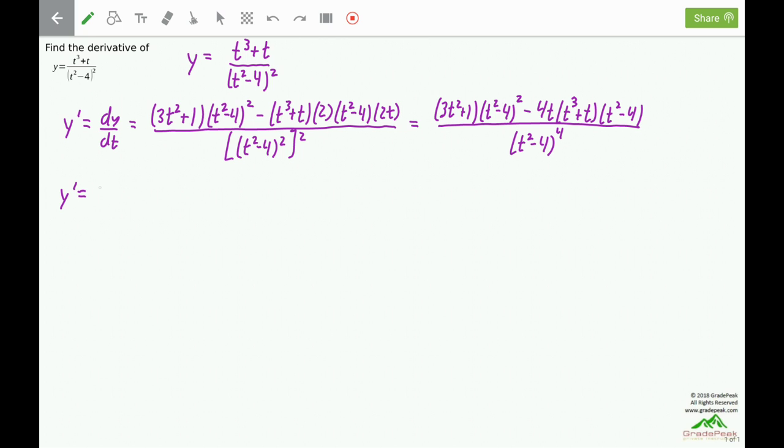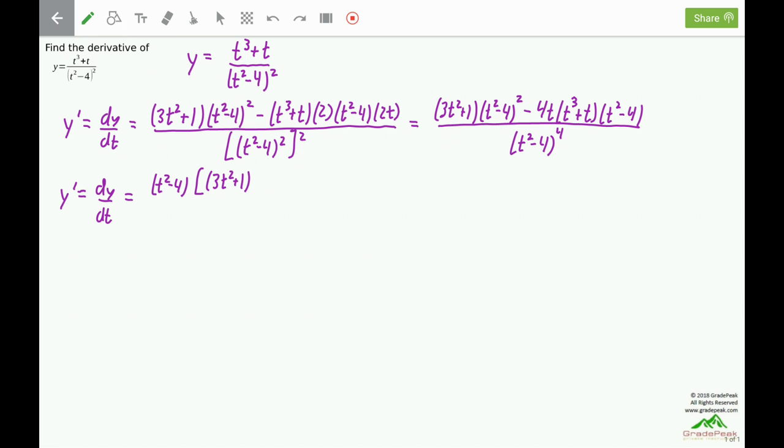Now our next step is to work out the factoring. We have a t squared minus 4 to the second and to the first. We can factor out the lower power of the 2, that's the first power. So t squared minus 4 to the first power. If we remove one of them, it takes that out and it will take all of that out. There's what we should have left.